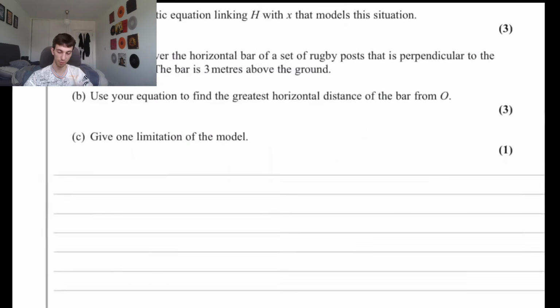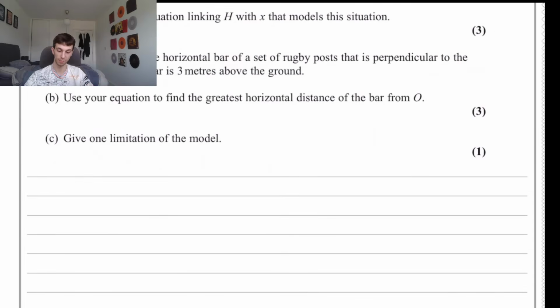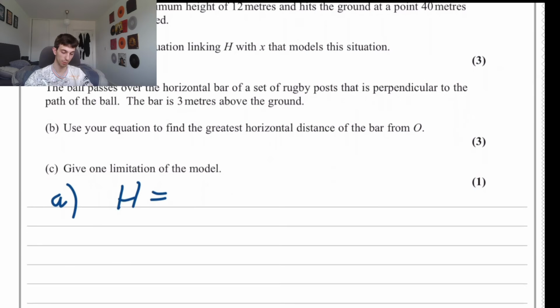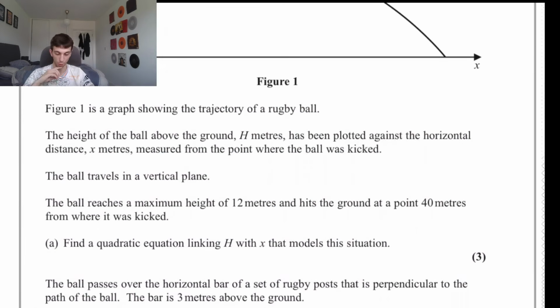So first things first, before we even start using the information they've given us, we want to form a quadratic equation linking h with x. In general, this will take the form h equals ax squared plus bx plus c. Now let's think about the information they give us. What did they tell us?